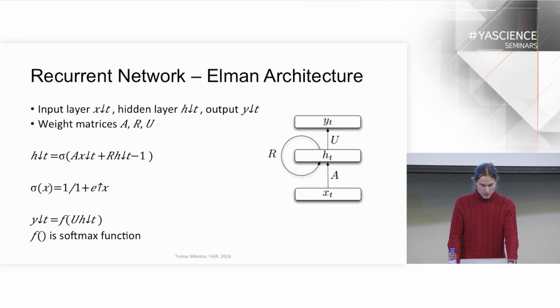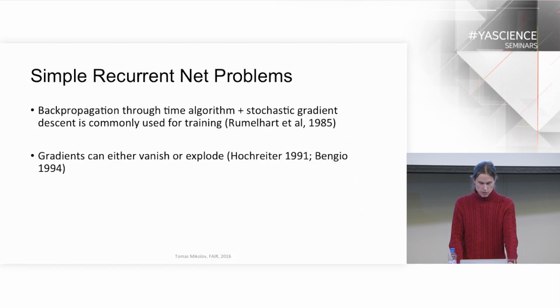So the equations basically say that to obtain the state of the hidden layer, we apply some simple activation function to a matrix multiplication times the input vector plus matrix R times the previous state of the hidden layer. The activation function is some simple sigmoid, and then there is usually a softmax at the output layer to perform the classification. That is pretty much the only equations that I have in the slides, which should be better.